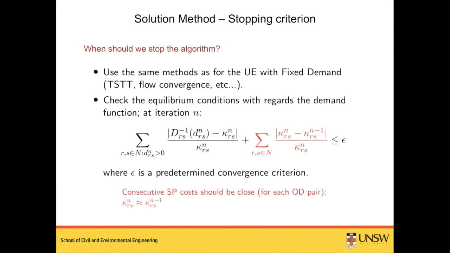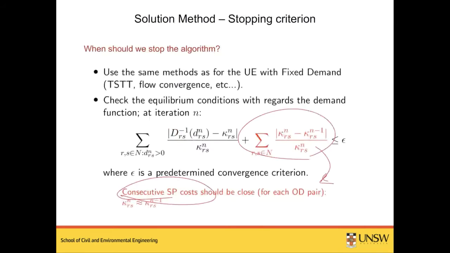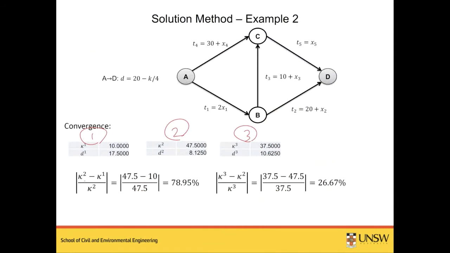Right? So if I look at this, I talked about this, that the second term actually represents the consecutive shortest path costs. If I come back to that example we had, this was iteration one, iteration two, iteration three. If I want to calculate the second term for it, it would be K2 minus K1 divided by K2. Remember, it's Kn minus Kn minus 1 divided by Kn. Don't make a mistake that on the denominator, it shouldn't be n minus 1. It is Kn. So it would be 47 minus 10 divided by 47.